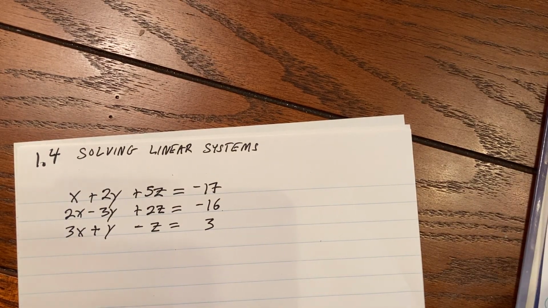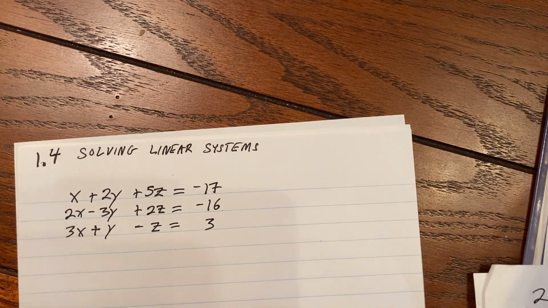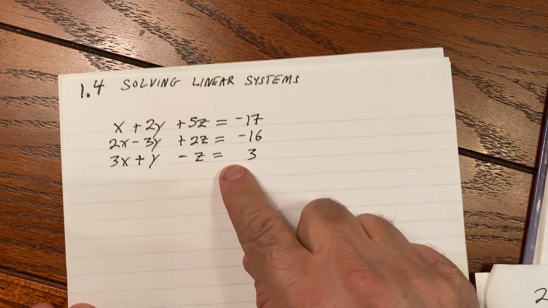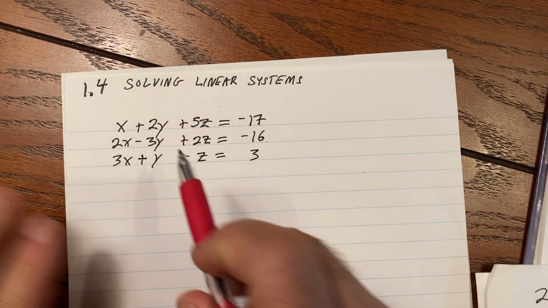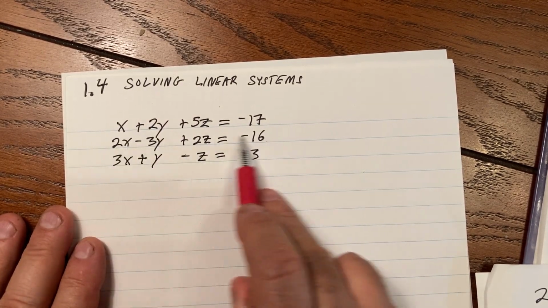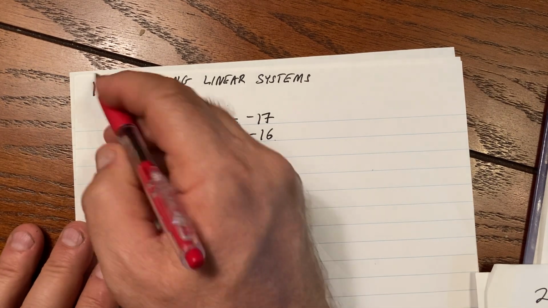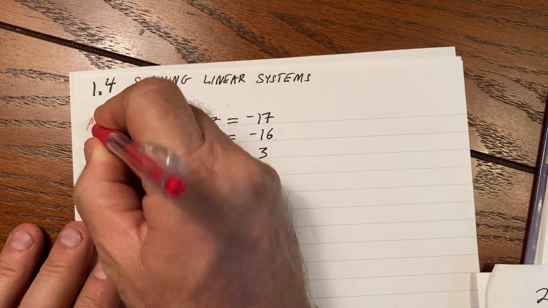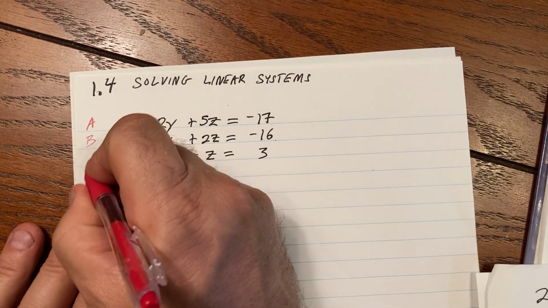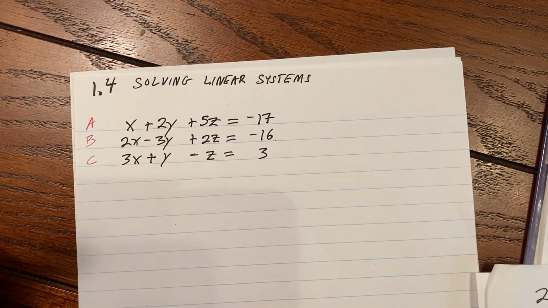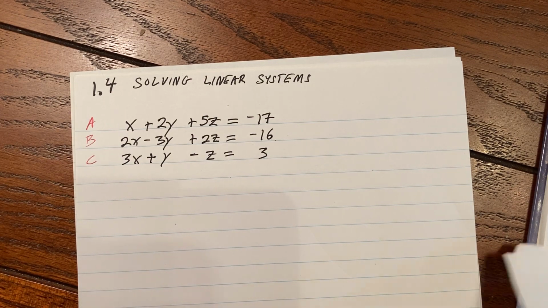So I'm going to take this and solve it. So here's our 3 equations and 3 unknowns. First equation, second equation, third equation. I'm going to call this equation A. That one is going to be equation B, and that one is equation C. Okay, it may help if you have different colors.